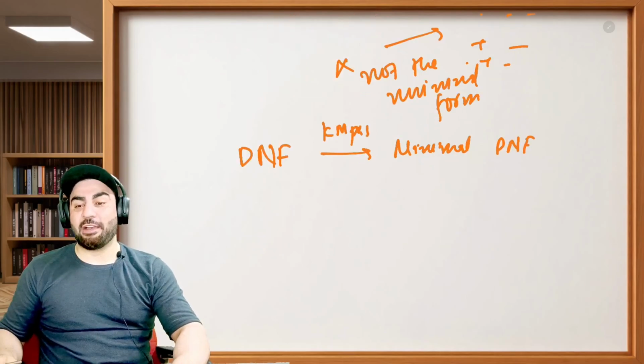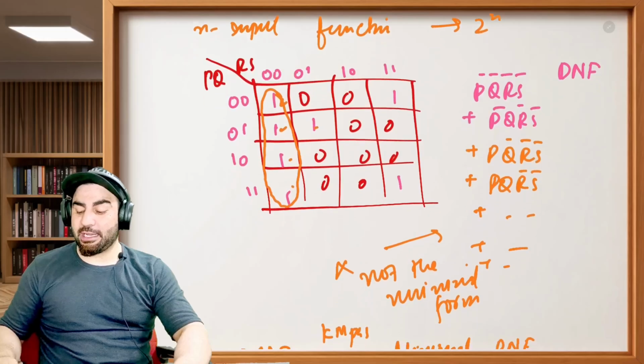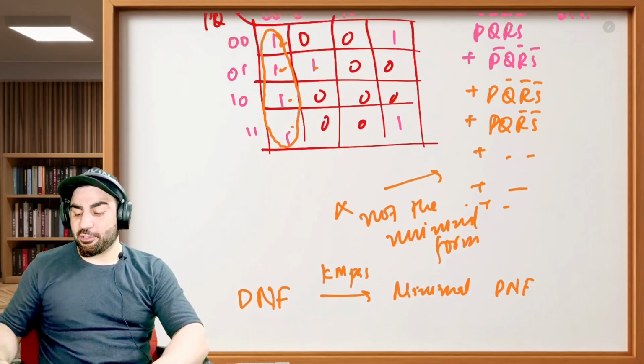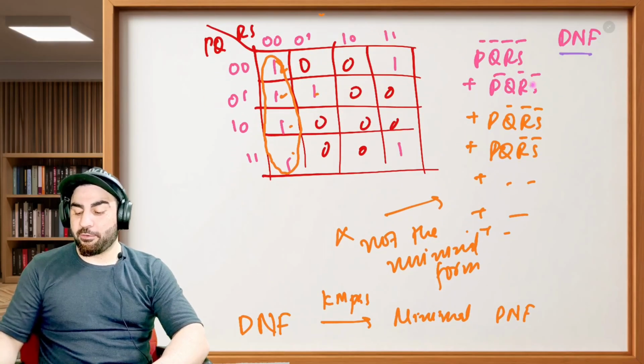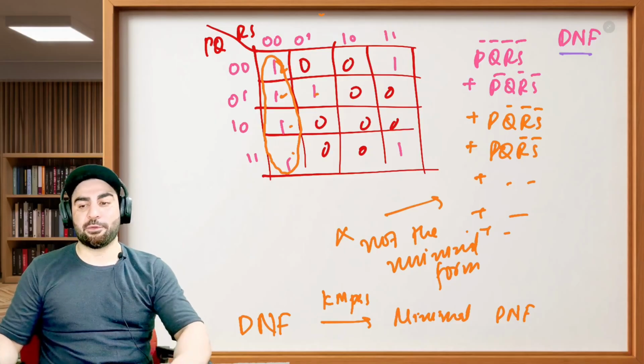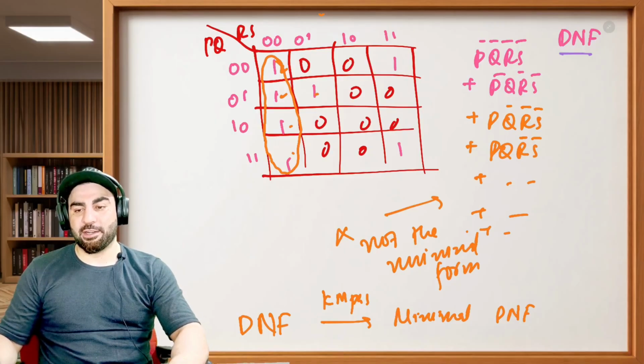Now once you have this, you can create fewer neurons, because once you have this DNF, the number of terms in the DNF is the number of neurons that will be used. Okay, I hope this is clear. Let me give you an example.